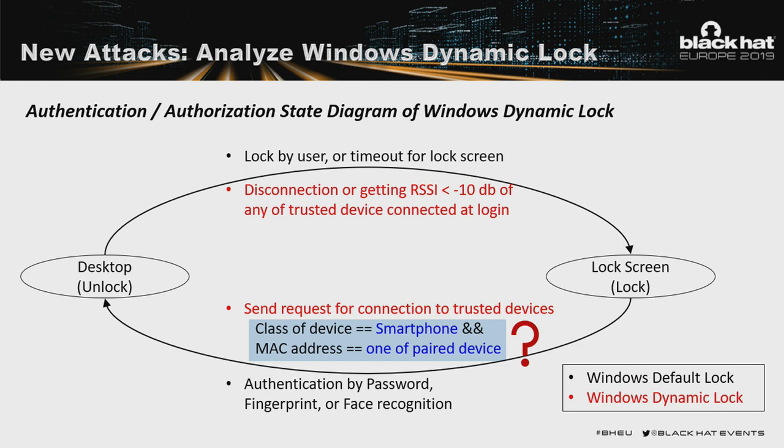In the same way, we analyzed Windows Dynamic Lock. The following figure is an authentication state diagram of Windows Dynamic Lock. Like Android Smart Lock, Windows Dynamic Lock verifies the connection with the trusted device for state transition. The difference from Android Smart Lock is that the trusted device must be a phone, and it measures the RSSI to check for proximity. Dynamic Lock will transition the laptop to the locked state when the phone connected to the laptop in unlocked state goes away. In other words, an attack on Dynamic Lock means the laptop will stay in the unlocked state even though the phone is far enough away from the laptop.